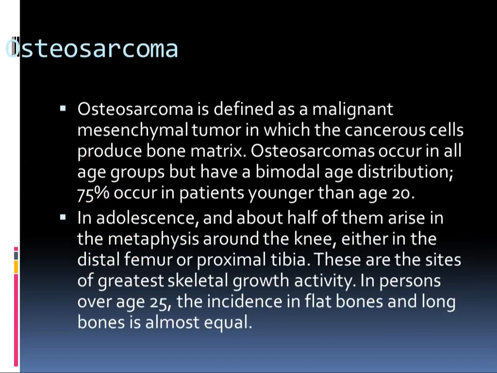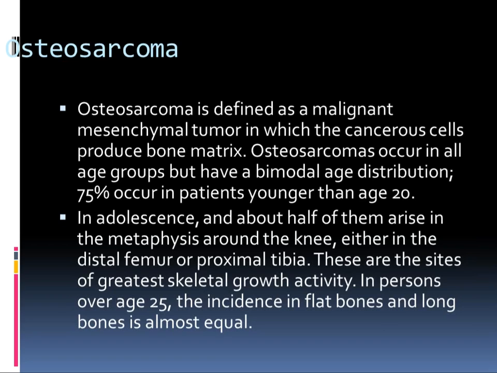Osteosarcoma is defined as a malignant bone tumor in which the cancerous cells produce bone matrix. You must remember how to define osteosarcoma: it's a malignant mesenchymal tumor in which the cancerous cells produce bone matrix. Osteosarcomas occur in all age groups, but have a bimodal age distribution. I mean, 75% occur in patients younger than 20 years. Of course, some osteosarcomas will be seen after 40 also. That's why it's a bimodal age distribution.